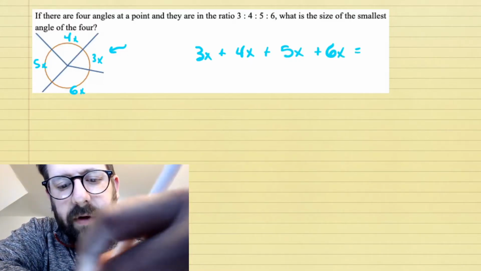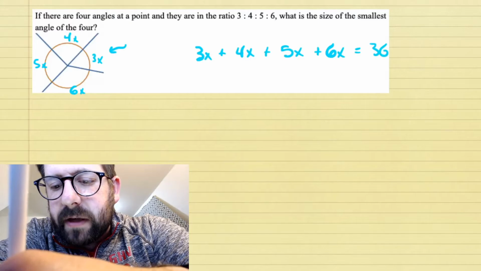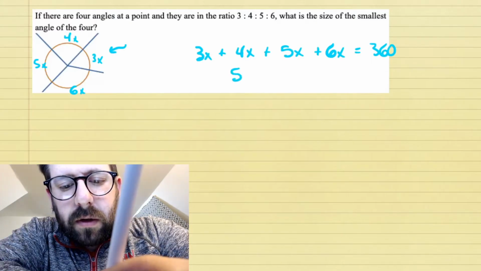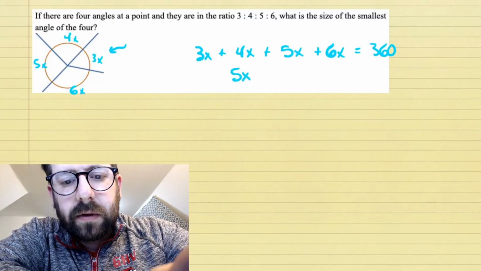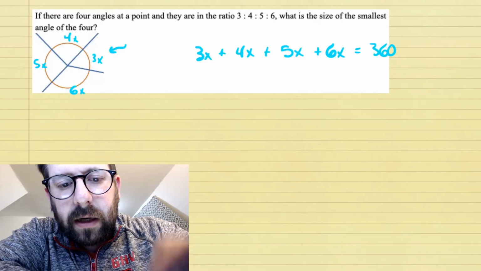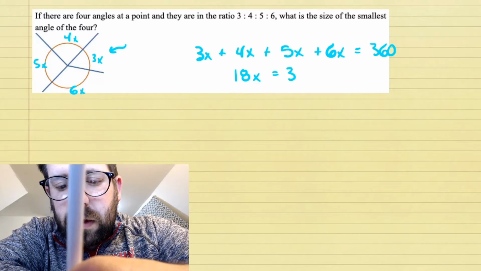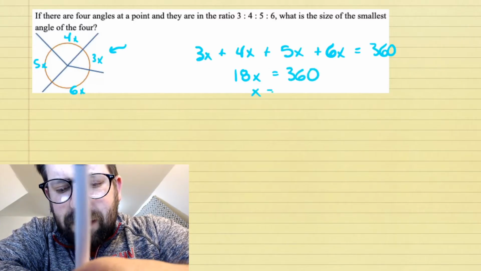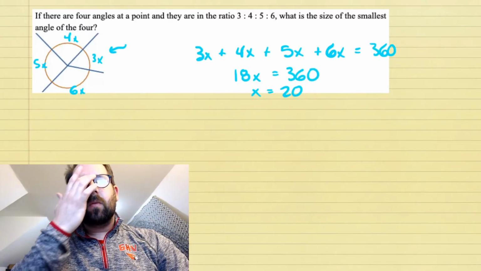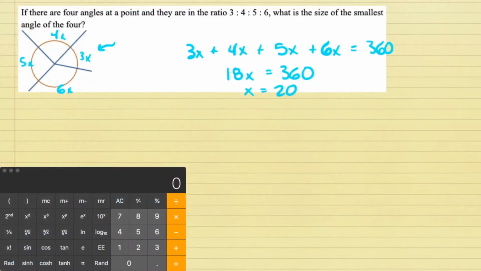Okay, so what do we have here? We have, what, 15 x's? No, 18 x's. Sorry. 18 x's. We're going to divide. I believe this should give us 20, but if I did the math right in my head, let's just refer to the calculator. Here's 360. Divide by 18. Yeah, 20. Okay, so good.